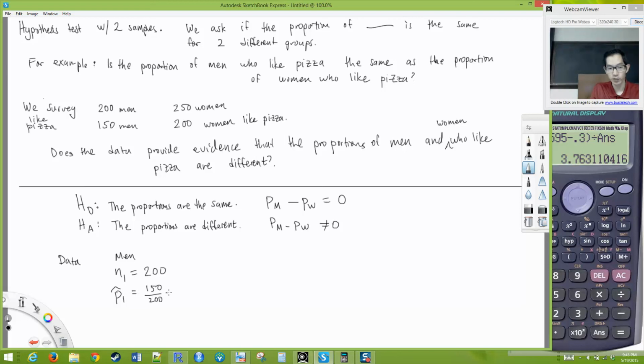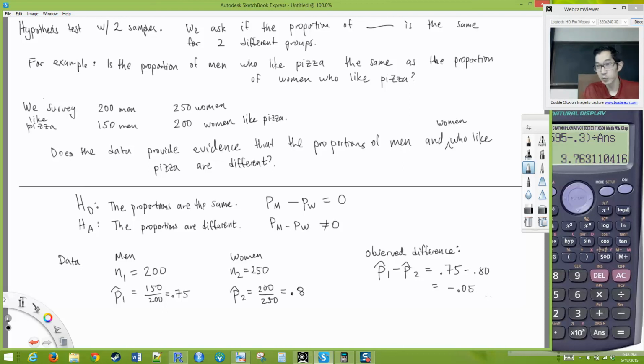What about the women? N2 is 250. P hat 2 will be 200 divided by 250, 0.8. Okay. So what is the observed difference? The observed difference is p hat 1 minus p hat 2. 0.75 minus 0.80, I get a difference of negative 0.05. I get a 5 percentage point difference between my two samples. So my two samples were not exactly the same.